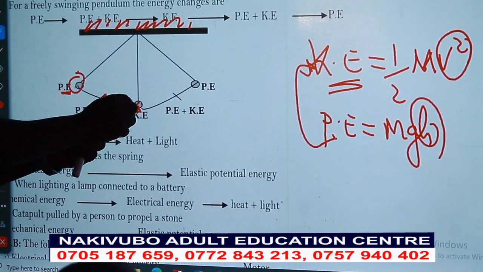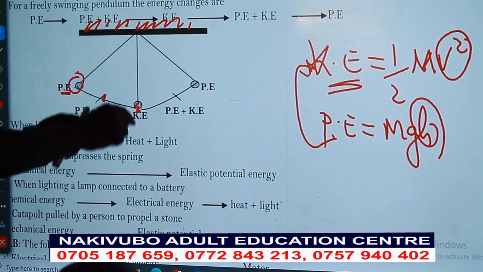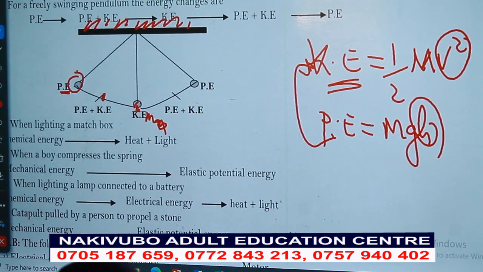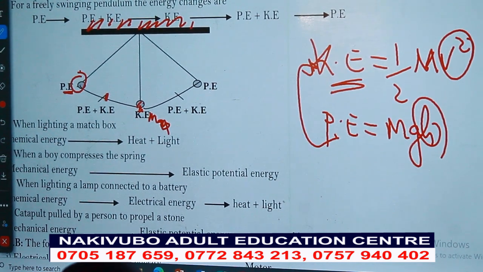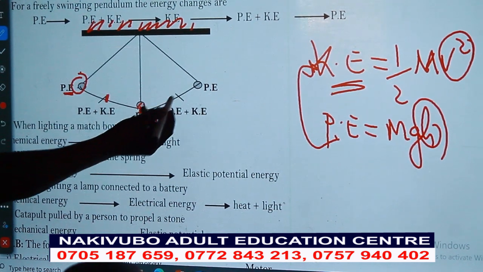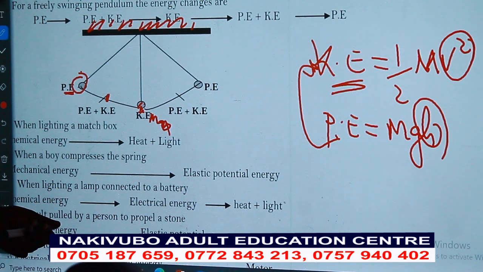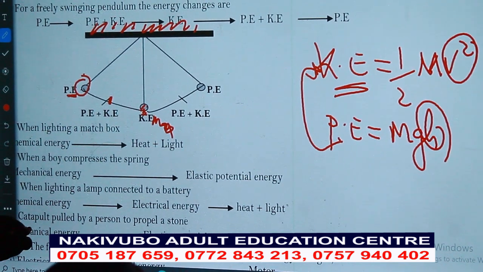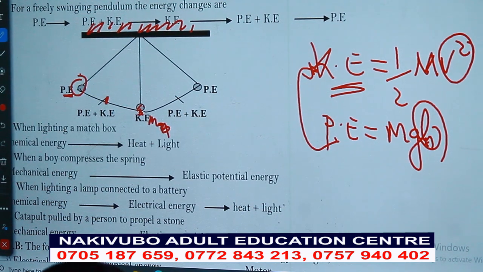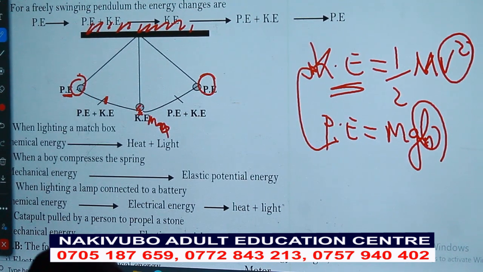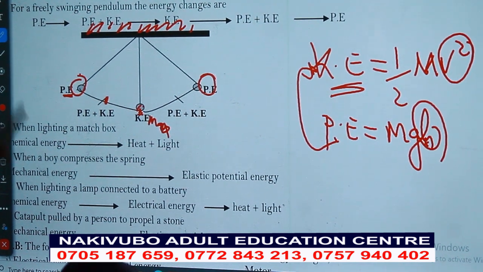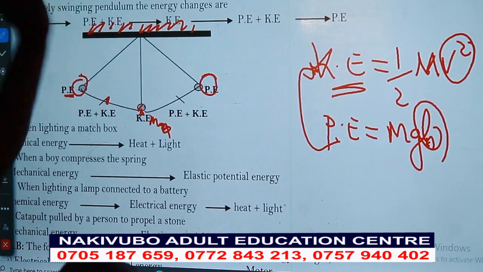Now, when it reaches here, kinetic energy is maximum here. But potential is zero. Because height is zero. So it begins moving upwards again. As it goes upwards, height is increasing. When height increases, potential energy increases. Am I clear? So when it reaches here, it has only potential energy. Kinetic energy is zero because velocity here is zero.